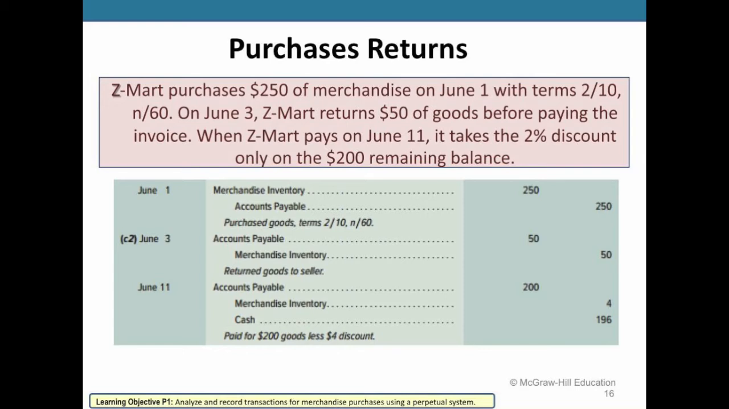And now it's important to note here that when we take advantage of that discount, we're looking just at the discount associated with the amount we decide to keep. So instead of multiplying 2% times the 250, we've only retained $200 worth of merchandise. So we'll take 200 multiplied by 2% to get $4, and then the cash payment is going to be $196.